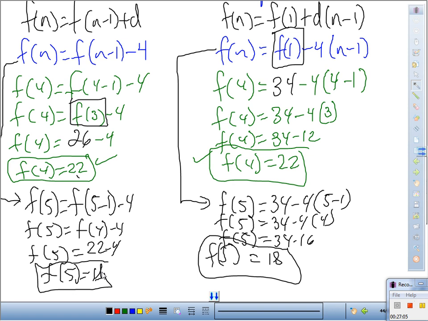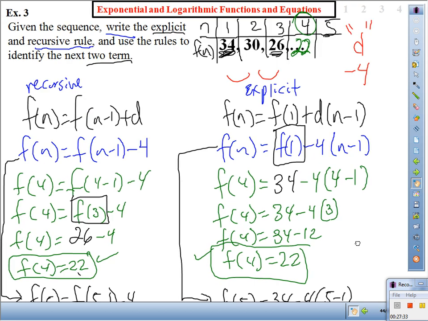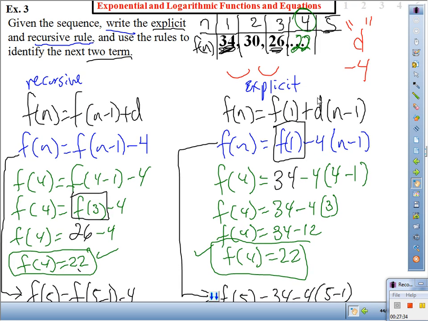Now, I know some of you have the question in your mind saying, Mr. Q, are we going to have to do both forms for home play? Whatever they're asking you to do on the page, that's what you're going to do. I'm showing you both ways because sometimes they're going to ask you either for the explicit or for the recursive. Okay? All right. So that was an example of an arithmetic using recursive and explicit.